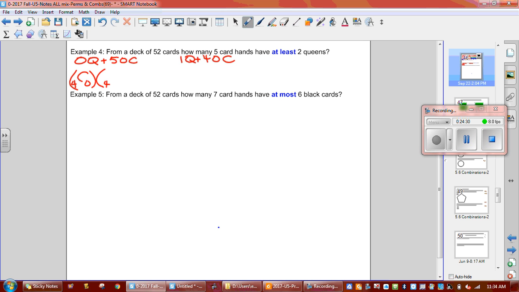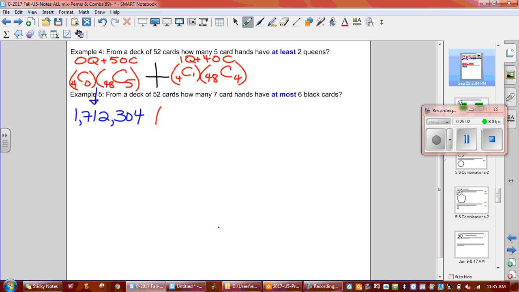Then we have to add 4 choose 1 and 48 choose 4. Now, this guy, as we know from the question above, gave us 1,712,304, and 1 queen and 4 other cards gives us 778,320. We add these together, we're going to get 2,490,624. Now, that's with 0 queens and 1 queen.